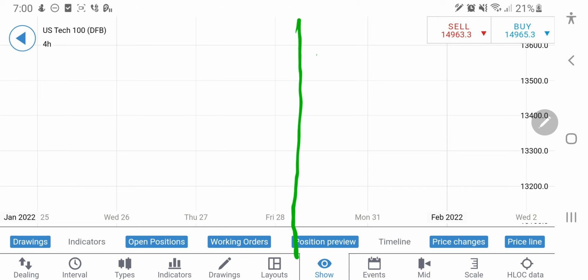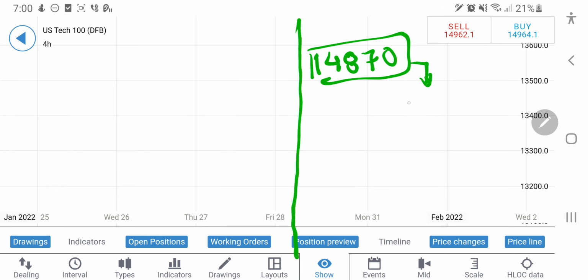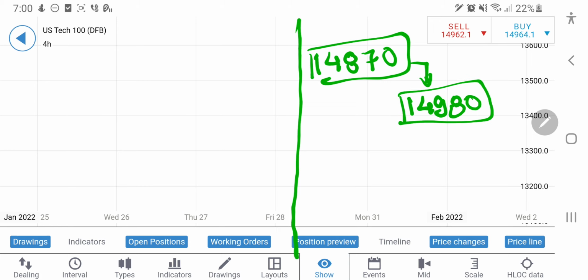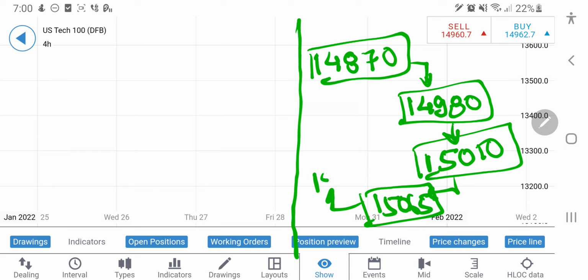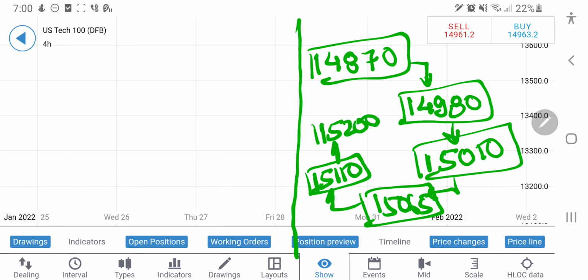So right now for the day, as I said, till the time it remains above 14,870, one can remain long. The next targets are 14,980, then 15,010, then 15,065, 15,110, and then 15,200.